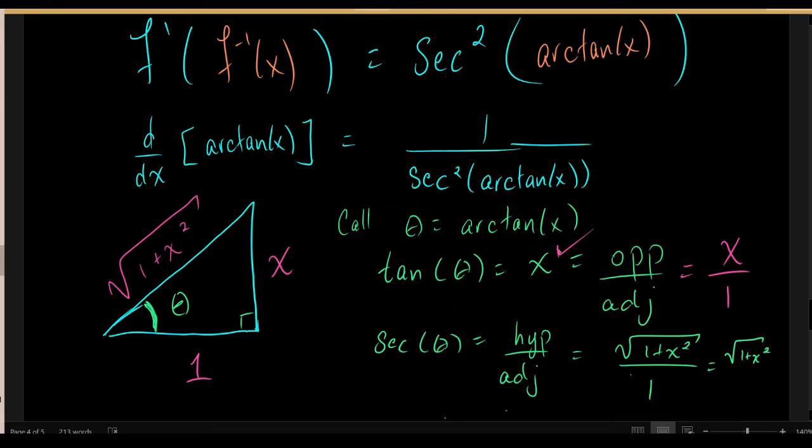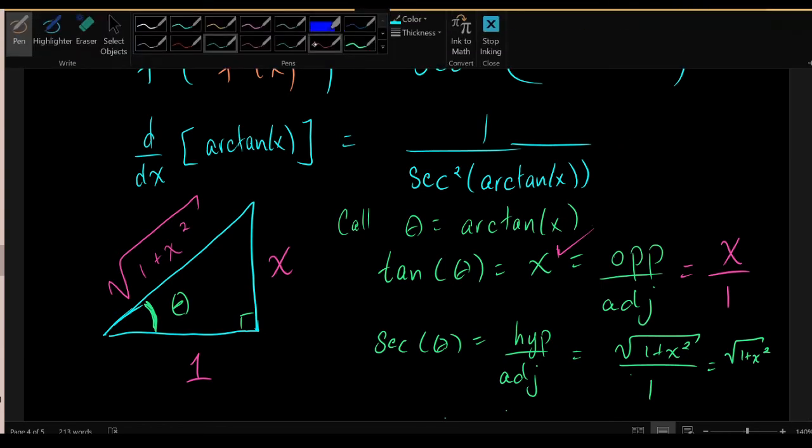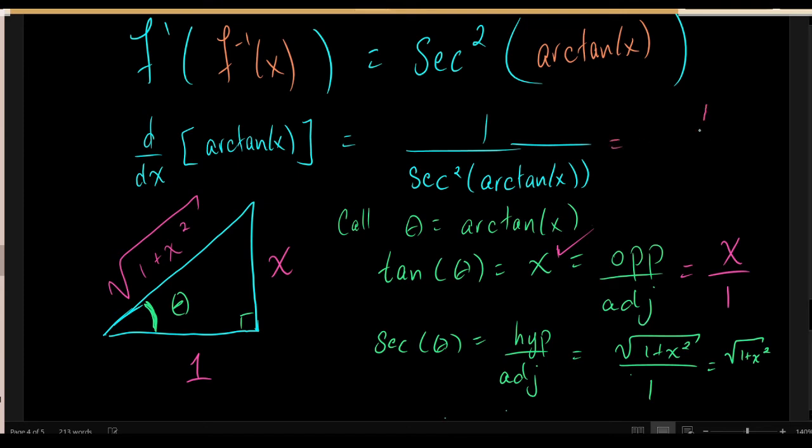Arctan x was being called theta for short. Secant of theta was equal to the square root of 1 plus x squared. So secant of arctan x is equal to the square root of 1 plus x squared. And therefore secant squared of arctan x must be equal to that square root squared.